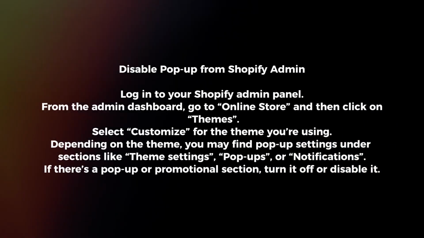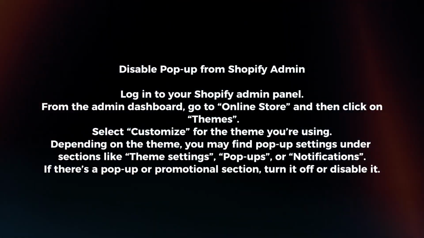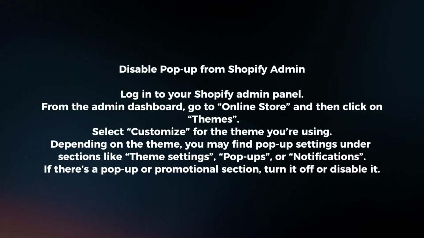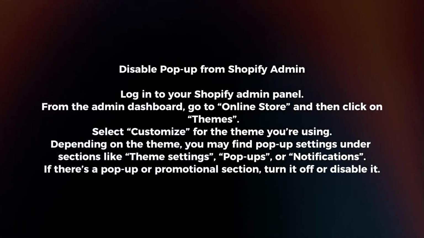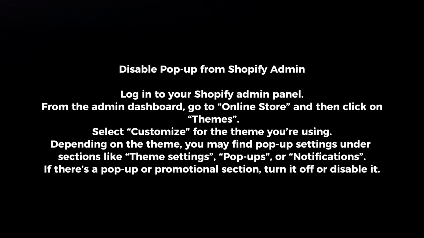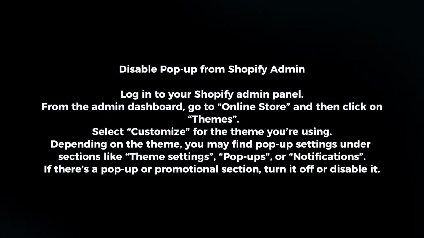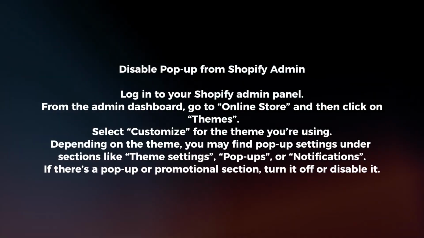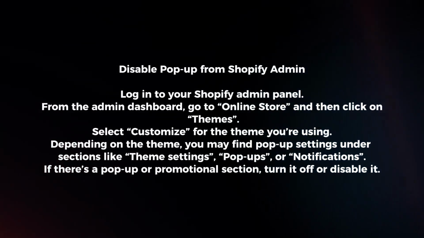Log into your Shopify admin panel. From the admin dashboard, go to Online Store and then click on Themes. Select Customize for the theme you're using. Depending on the theme, you may find pop-up settings under sections like Theme Settings, Pop-ups or Notifications. If there's a pop-up or promotional section, turn it off or disable it.